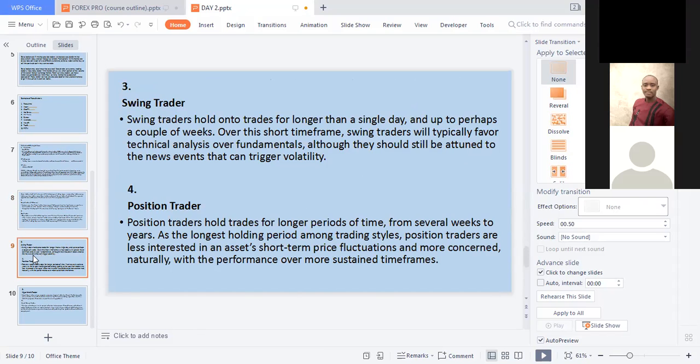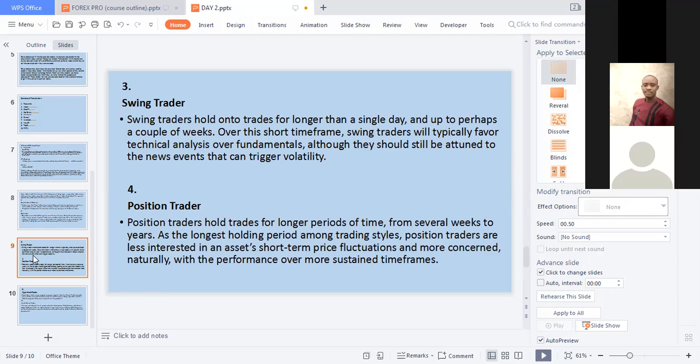These are traders that will see that the market is going up as a buy, they enter. They see it coming and they swing. They take any risk. They hold onto trades for longer than a single day and up to perhaps a couple of weeks. See, let me tell you one reason why it's not good to hold trades for weeks. If you hold trades for weeks, your swap fee will increase.